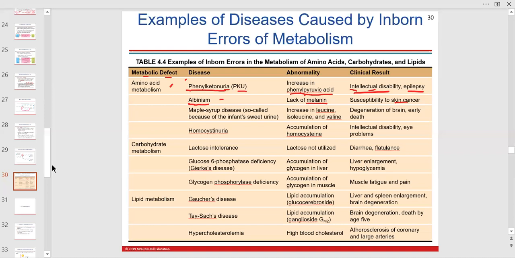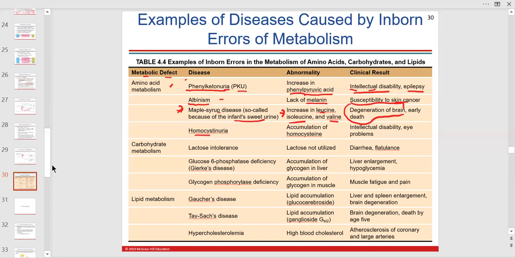Maple syrup disease, isoleucine. Yeah, maple syrup disease. They found this out because of the urine, very young children. So this is lack of the enzyme that breaks down these proteins that contain these three amino acids, leucine, isoleucine, and valine. Again, cognitive, mental degeneration, brain, and death, of course.